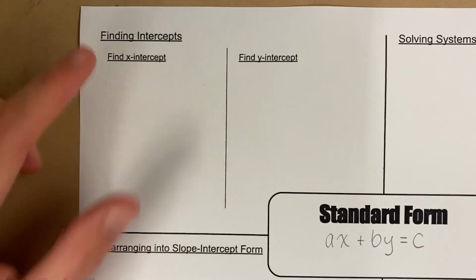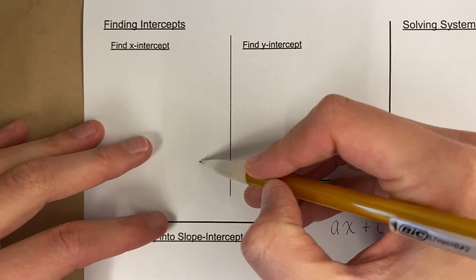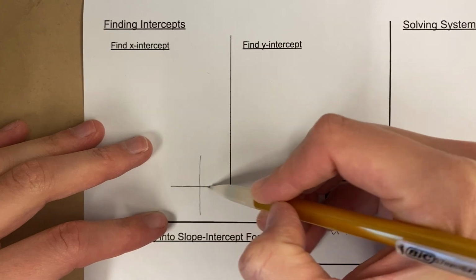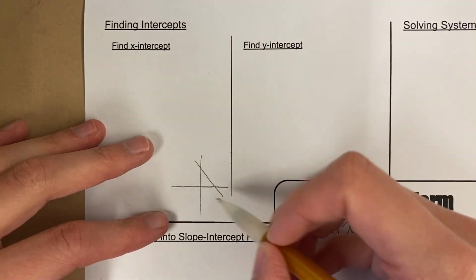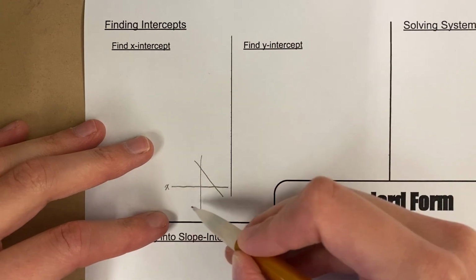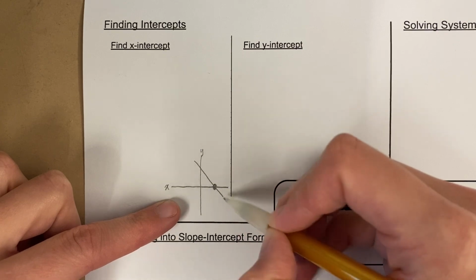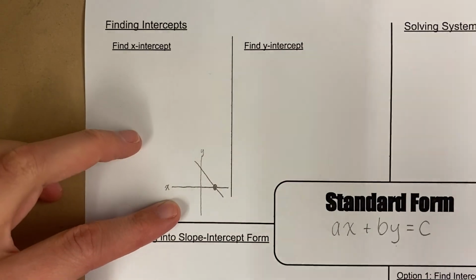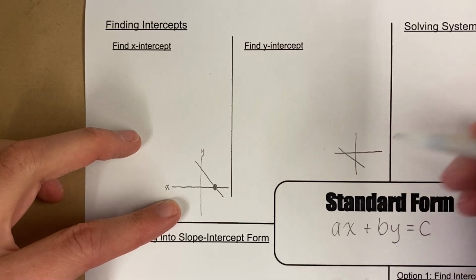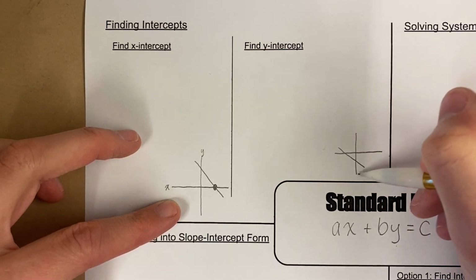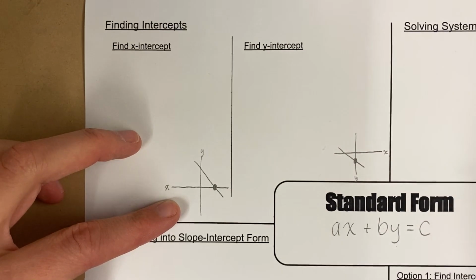So let's talk about finding intercepts. Remember, when we're looking for intercepts, what we're talking about is, here's a graph, right? And if here's the line, this is the x-axis, this is the y-axis, so the x-intercept is this point where the line hits the x-axis. The y-intercept, I'm just drawing a random line here, is where this line hits the y-axis right here. So that's what intercepts are.